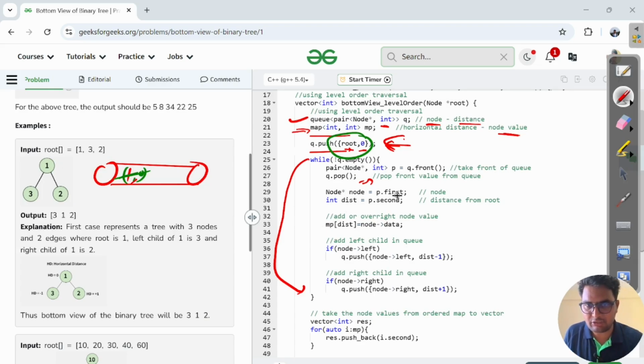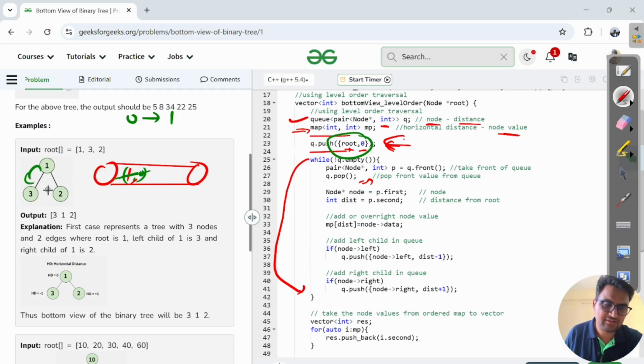So I'll take then p dot first, that would give me the node, and p dot second, that would give me the distance from the root. So here distance would be 0, see 0 and 1. So now I will insert the value at this distance. So distance is 0, so this would be my map. So 0, I will insert the node value. So node value is 1 here. Node arrow data, I will insert it, and then I'll go to the left.